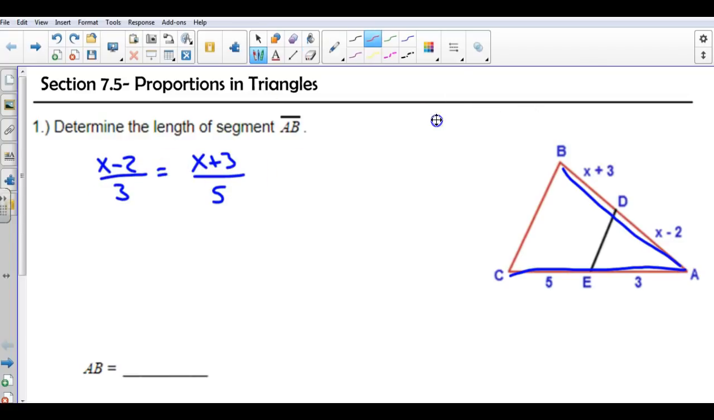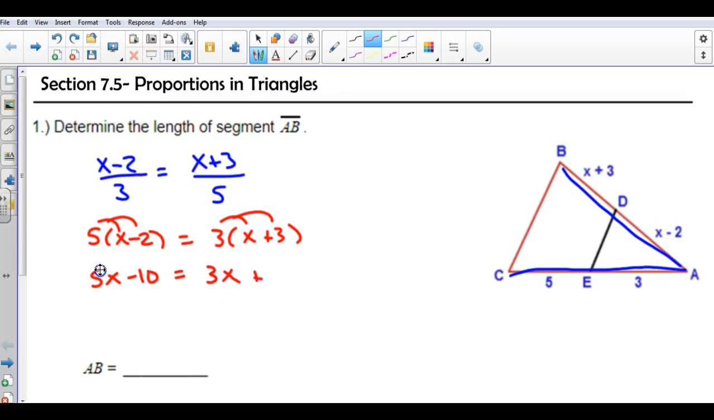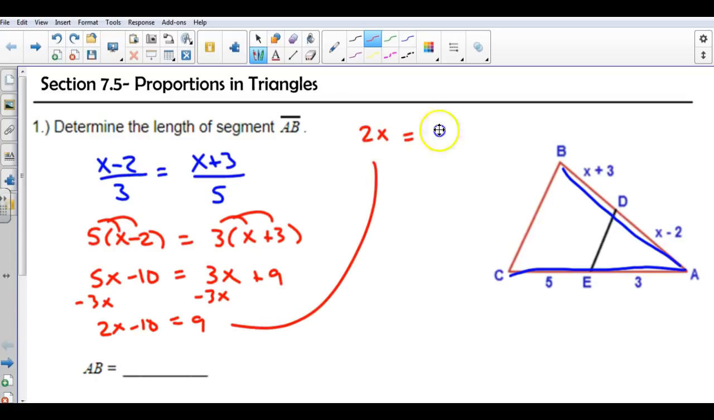So what we're going to end up with, and I'll solve the easier one, is if I do 5 times x minus 2 is equal to 3 times x plus 3. And I'm going to distribute my 5, and I'm going to distribute the 3, and get 5x minus 10 is equal to 3x plus 9. Subtract 3x on both sides, and that's going to end up giving me 2x minus 10 is equal to 9. Do the work up here, so that's 2x is equal to 9 plus the 10, which is 19. And then when I divide both sides by 2, I end up with an x value of 9.5.